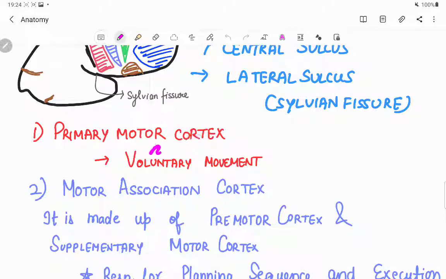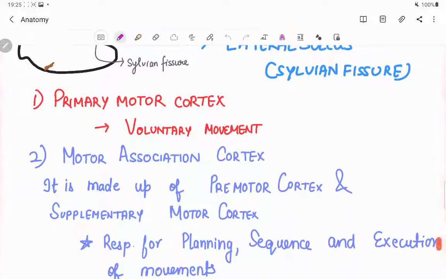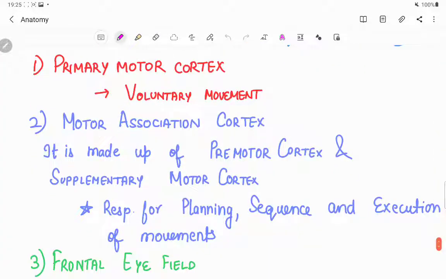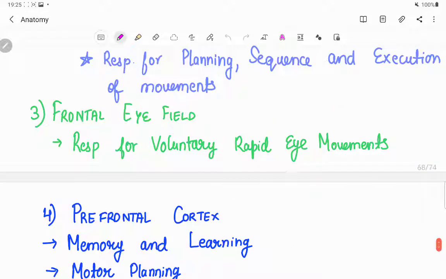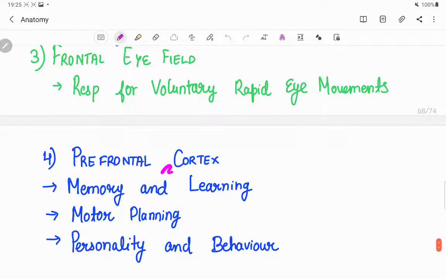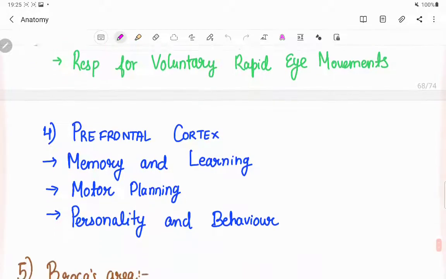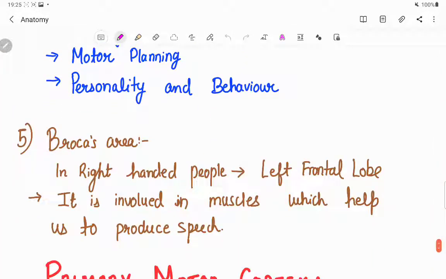The primary motor cortex is responsible for voluntary movements. The motor association cortex, as we already talked, is made up of 2 parts, premotor cortex and the supplementary motor cortex. It is responsible for planning, sequence and execution of movements. Next is the frontal eye field. It is responsible for voluntary rapid eye movements. We'll talk about the mechanism later on. The prefrontal cortex is the 4th part, which is responsible for memory and learning, other cognitive activities, motor planning, and personality and behavior. And the 5th part, Broca's area, is involved in the muscles which help us to produce speech.